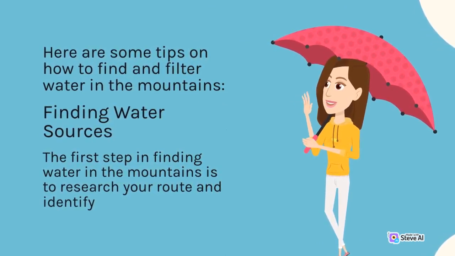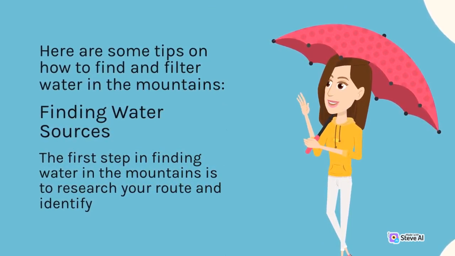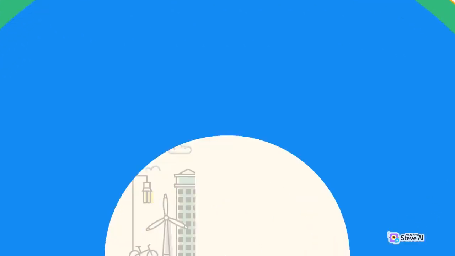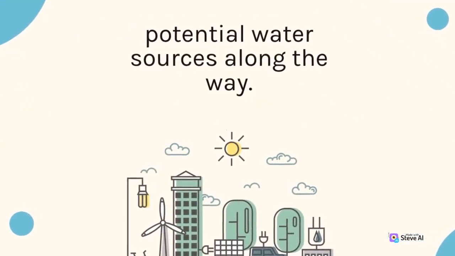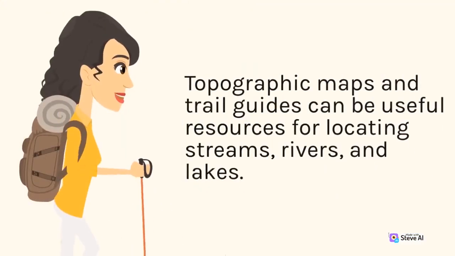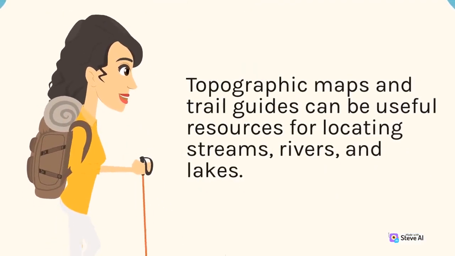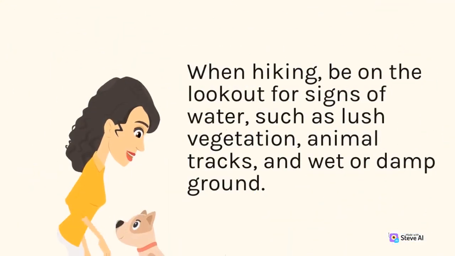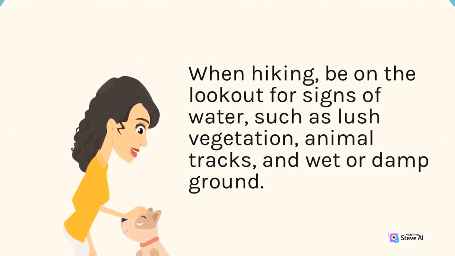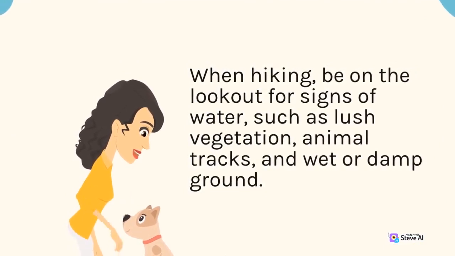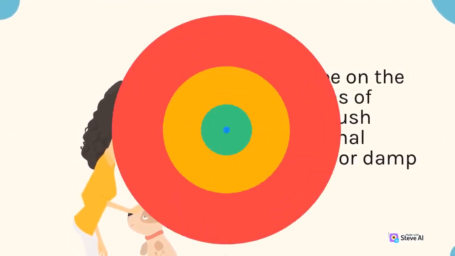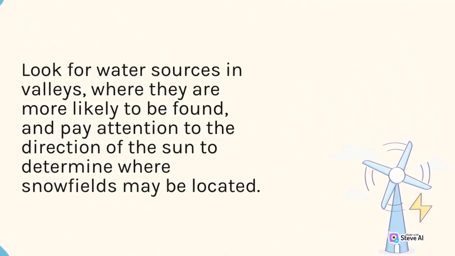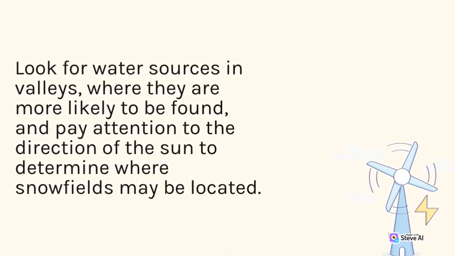Finding water sources. The first step in finding water in the mountains is to research your route and identify potential water sources along the way. Topographic maps and trail guides can be useful resources for locating streams, rivers, and lakes. When hiking, be on the lookout for signs of water, such as lush vegetation, animal tracks, and wet or damp ground. Look for water sources in valleys, where they are more likely to be found, and pay attention to the direction of the sun to determine where snowfields may be located.